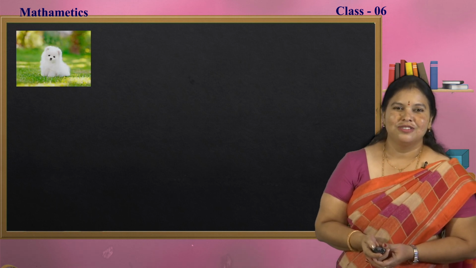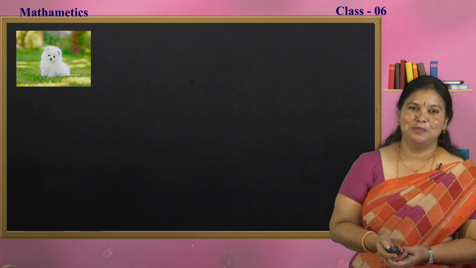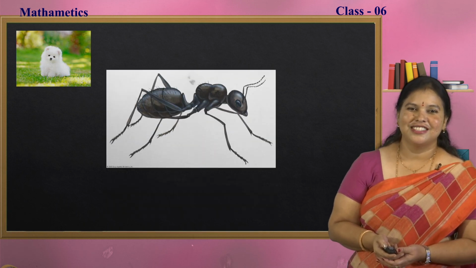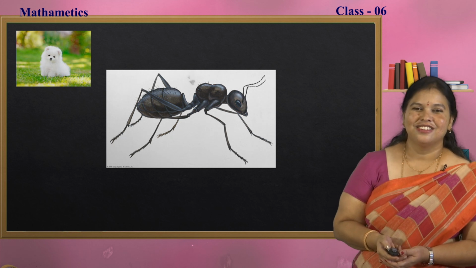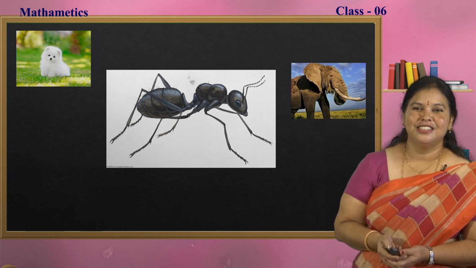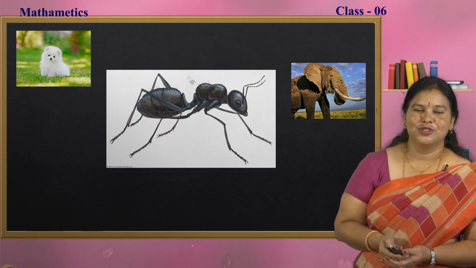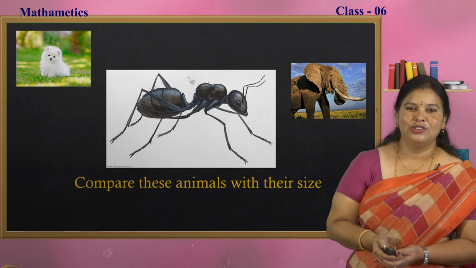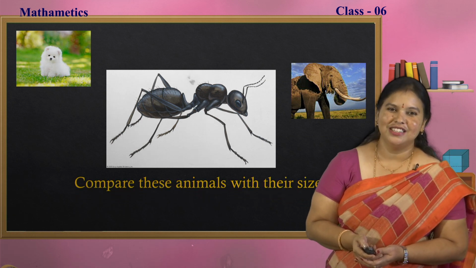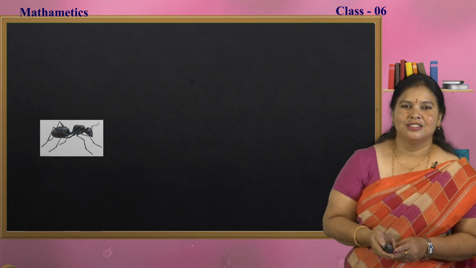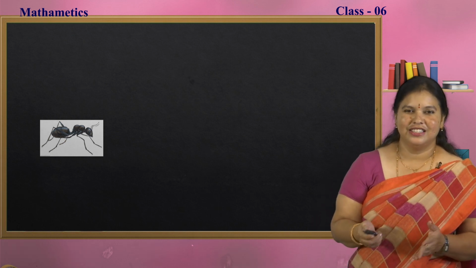Okay. Well, students, you all know how to make numbers. Oh, we can see a cute puppy here. Yes, it is very cute, no? What will come next? Ant. Yes. And then here comes the elephant. They are all beautiful animals, no? So, what you have to do is compare these animals by their size. You have to arrange them in a proper order, in increasing order or decreasing order.